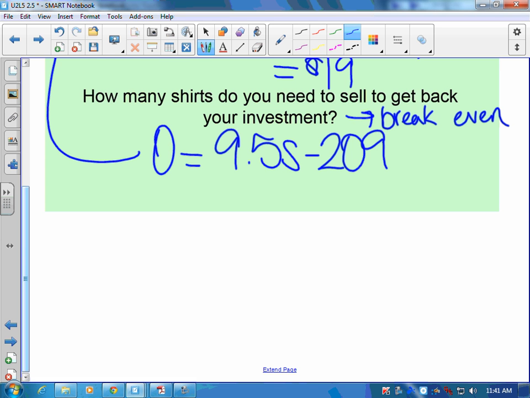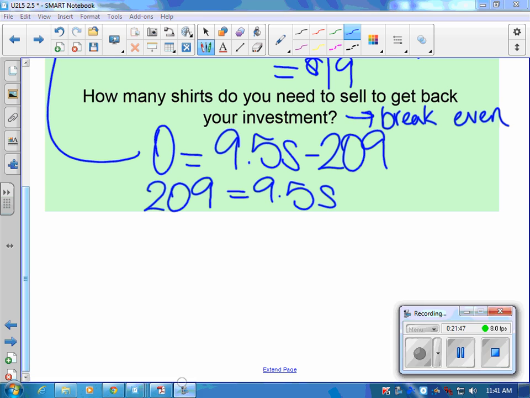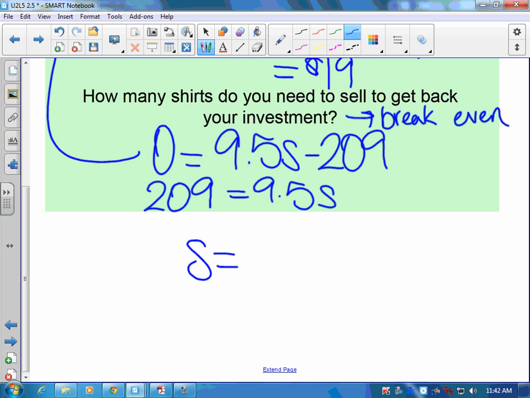What's my first step to solving for S? Zach? Add 209 on each side. You also could have subtracted 9.5S on both sides. Either will work. What's next? Jacob? Okay, what do I get? 22 what? Shirts. So if I sell 22 shirts, I make $0. I just simply break even. I make back my investment.